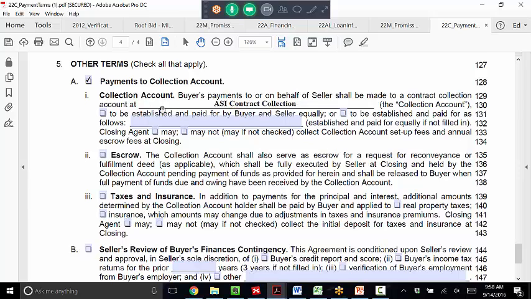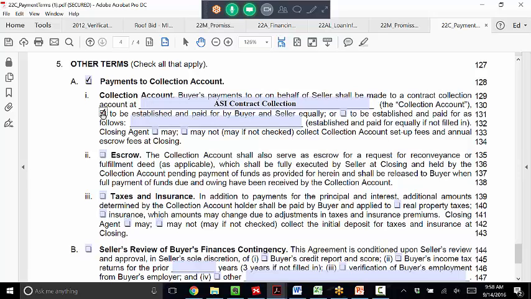Right? To be established and paid for by buyer and seller equally, or to be established and paid for as follows. Most commonly, they just split it, right? Because it benefits both the buyer and the seller to set this up. So typically they will split the costs. And the costs are like $25 to set up the account and then $4 a month to process the payment.